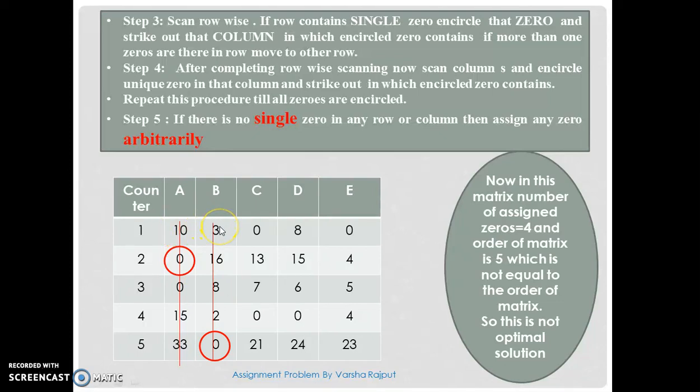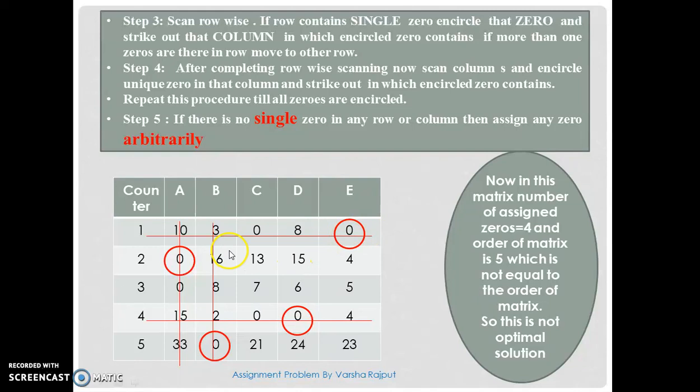The first and second columns are already done. In the third column, two zeros are there, so skip it. Now in the fourth column, there is a single 0, so assign that 0. That 0 is in the fourth row, so strike out the fourth row. Move to the next column. In the next column, this single 0 is there now. Assign that 0; that 0 is in the first row, and strike out that first row.